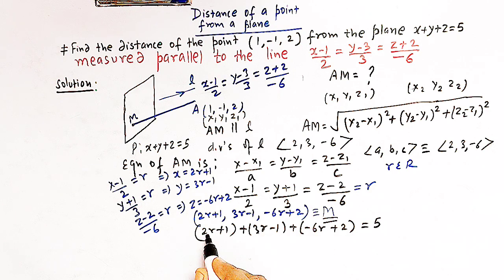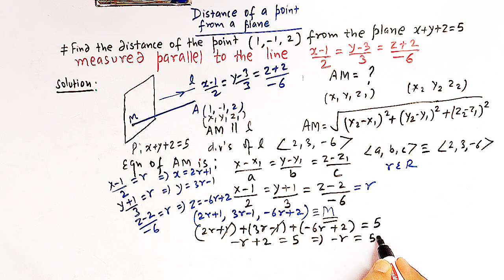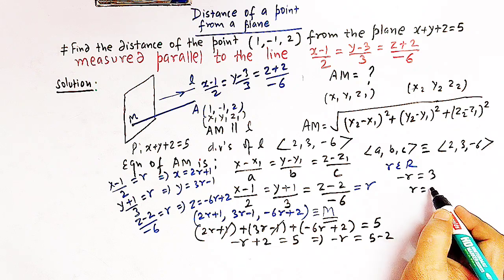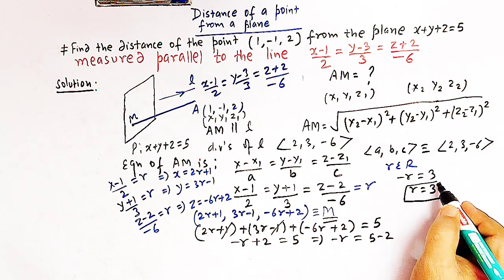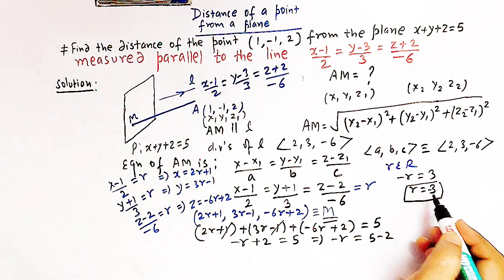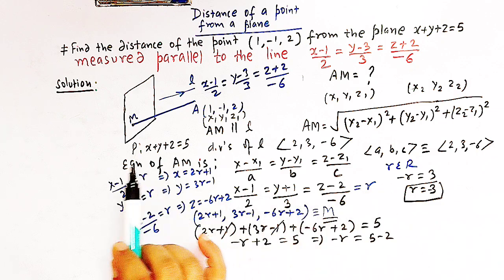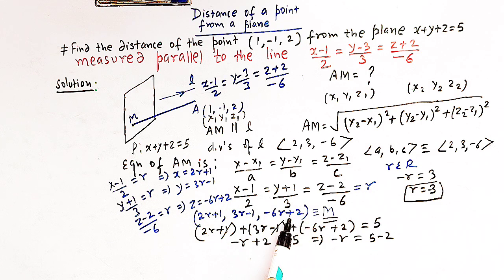So this is 3 plus 2, 5. 5 minus 6 is minus 1. So we have minus r. Here 1 and 1 get cancelled. And here we have plus 2, that is equal to 5. So we have now minus r is equal to 5 minus 2. So minus r is equal to 3. So r is equal to minus 3. So for r is equal to negative 3, this point M lies on the given plane P.